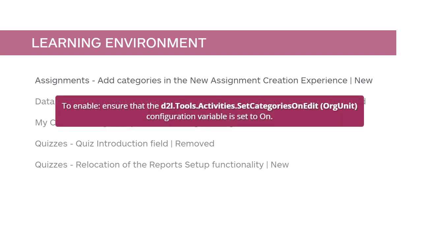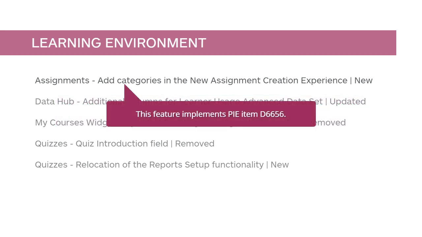To enable, ensure that the D2L.tools.activities.setcategories on edit org unit configuration variable is set to on. This feature implements PI item D6656.